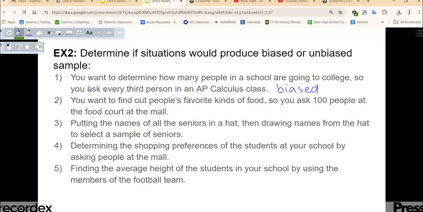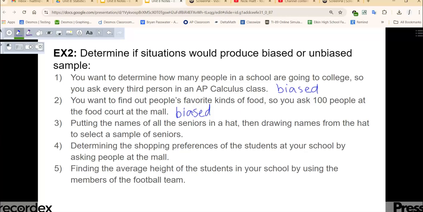Number 2, you want to find out people's favorite kinds of food. So you ask 100 people at the food court at the mall. The problem with this is that you are already at the food court at the mall. So these people clearly at least eat at the food court at the mall sometimes. So they may have different opinions than if you were to ask a different group of people. So this would produce a biased result. That would be probably an example of a convenience sample. It is convenient to ask people at the mall versus trying to get some sort of random group of people.